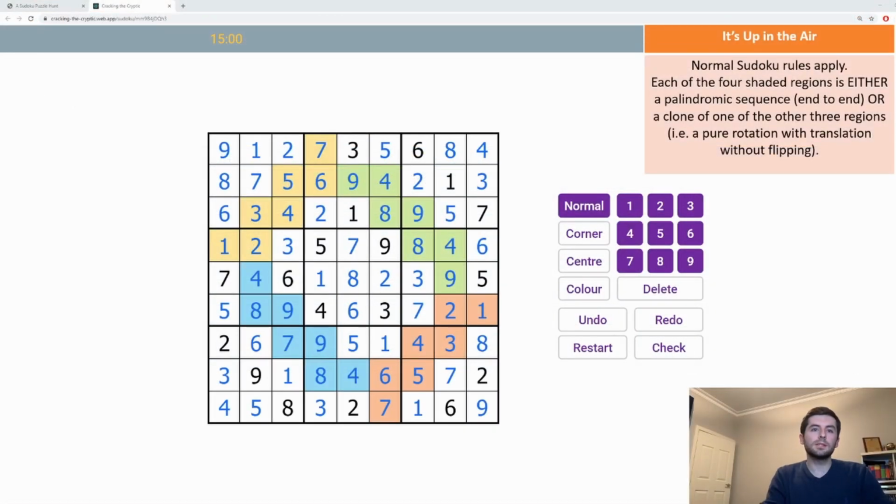Alright, and there you have it. That's solving part 1 of the Sudoku Puzzle Hunt.